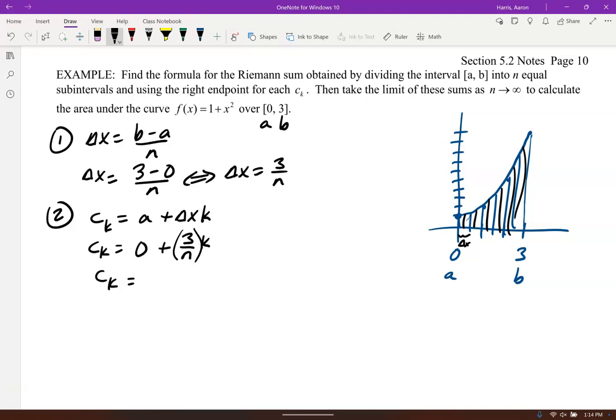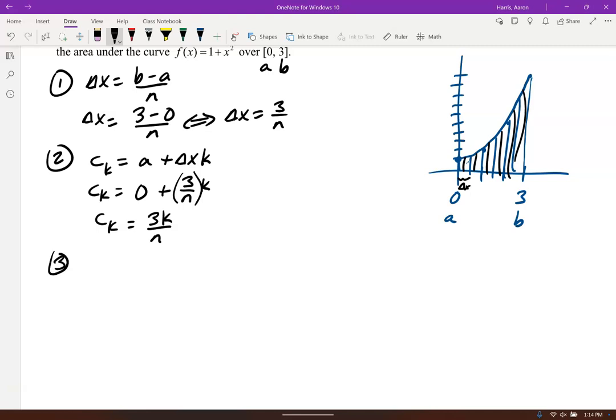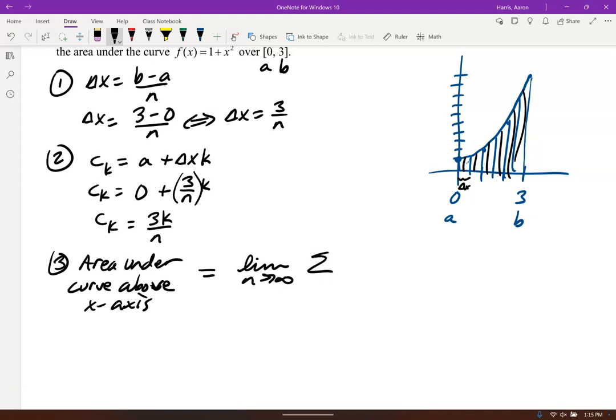So our ck is just 3k over n. So area under a curve above the x-axis is the limit, as n goes to infinity, of the summation of the height of the rectangle times the width, delta x, from k being 1 up to n. And subintervals, again, we're running the number of rectangles to infinity. In other words, delta x is going to 0.